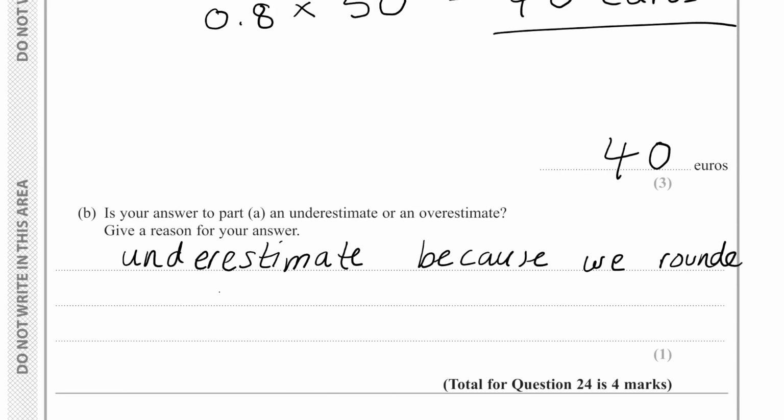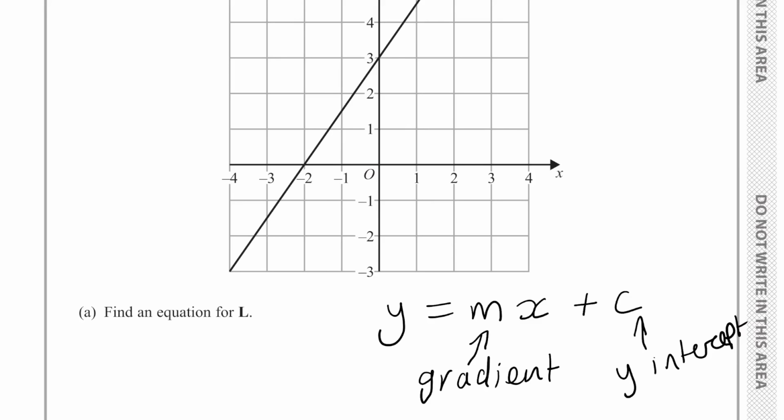Here is a straight line, L, drawn on the grid. Find an equation for L. So it's the equation of a straight line. It's going to be in the form y equals mx plus c, where m is the gradient and c is the y-intercept. So the y-intercept is where it crosses the y-axis, which is at 3.